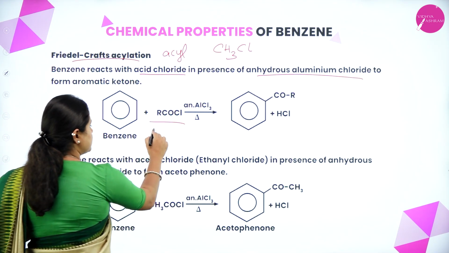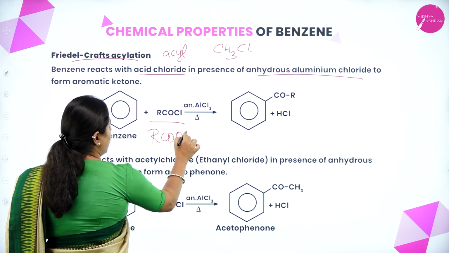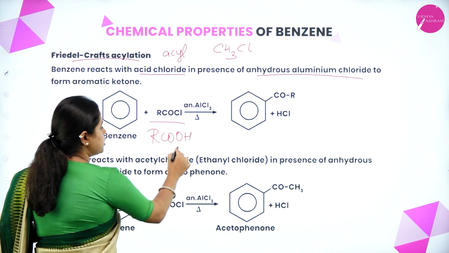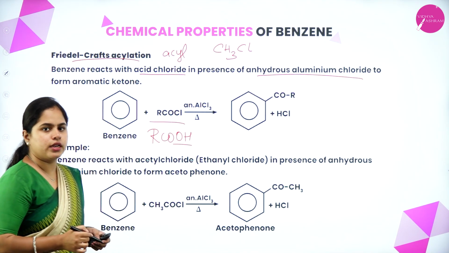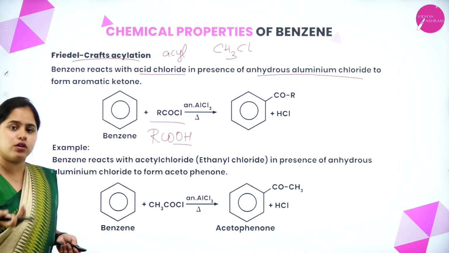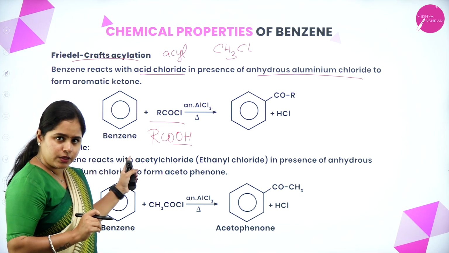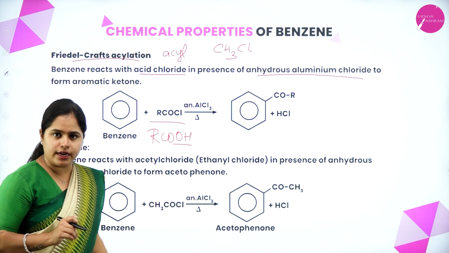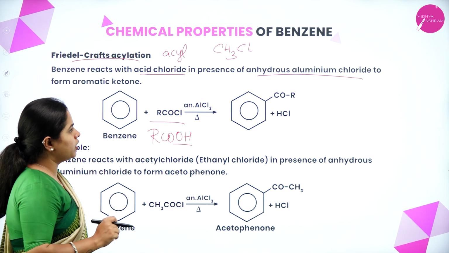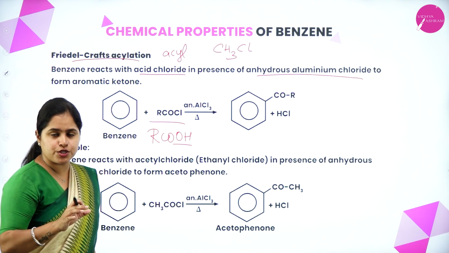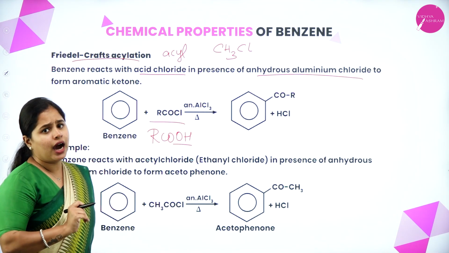Why is it called an acid chloride? It is derived from carboxylic acid. Instead of OH you will have the chlorine here. It's called an acid chloride because it's a derivative of carboxylic acid. So acid chloride reacts with benzene in the presence of anhydrous aluminium chloride. What are we going to get? An acyl group will be substituted in place of the hydrogen.